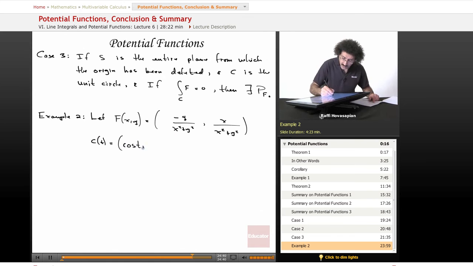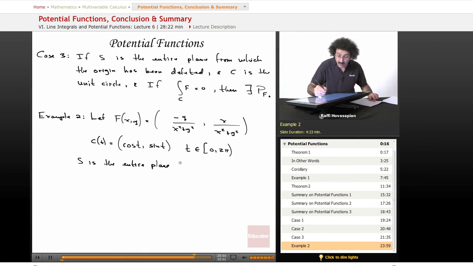We're going to do cosine t and sine t, and we're going to take t from 0 to 2 pi, that's the unit circle, and S, our open set, is the entire plane, because this vector field is defined over the entire plane, excluding the origin. Because at the point 0, 0, this vector field is not defined.